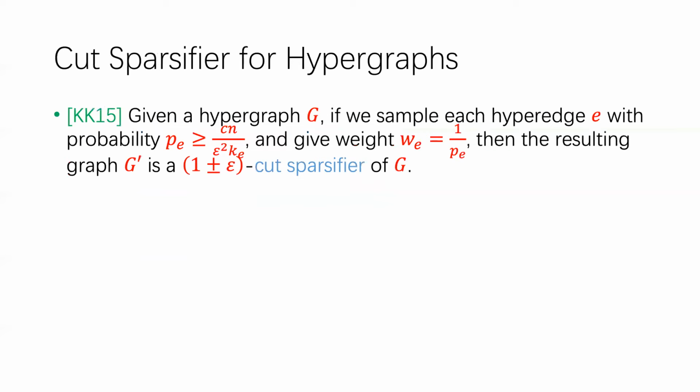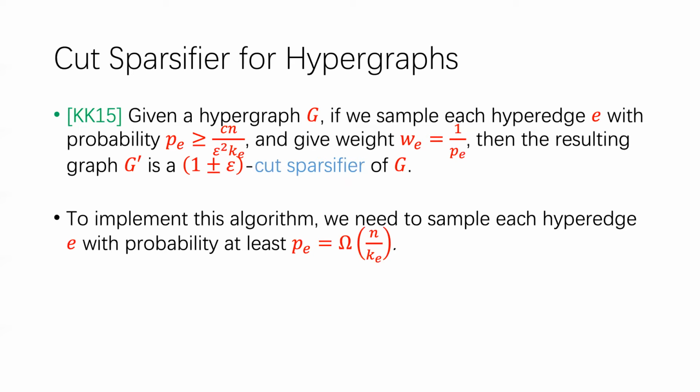In a previous work, Kogan and Krauthgamer proved that for any hypergraph H, if we sample each hyperedge e with probability p_e at least a constant C times n over epsilon squared times k_e, and give weight w_e equals 1 over p_e if it gets sampled, then the resulting graph is a 1 plus or minus epsilon cut sparsifier of H, and it has order n squared hyperedges. So we will implement this algorithm, which means we need to sample each hyperedge e with probability at least p_e equals omega of n over k_e.